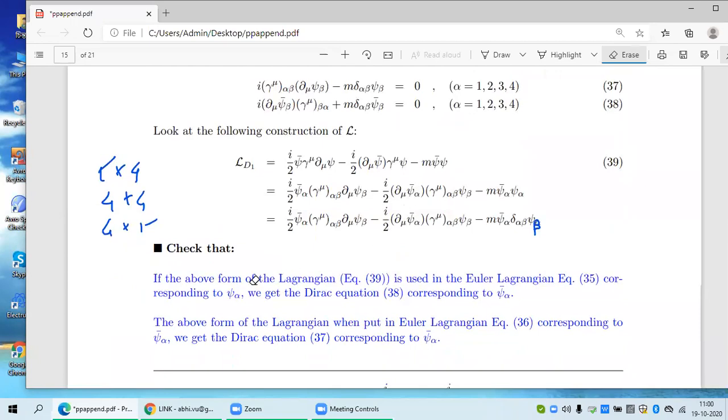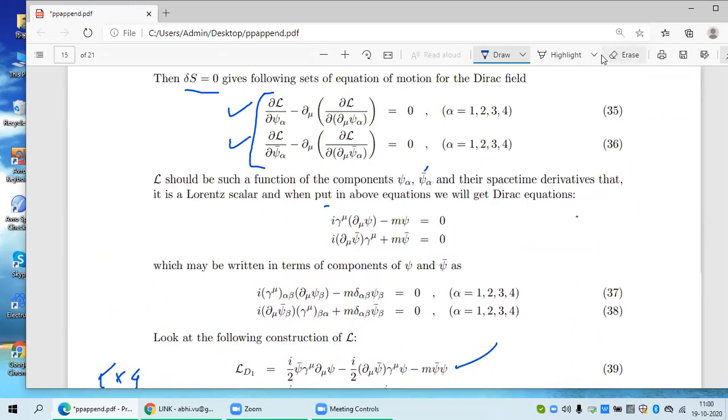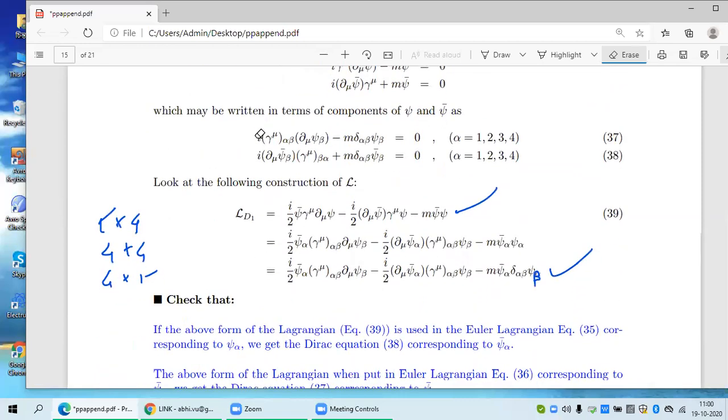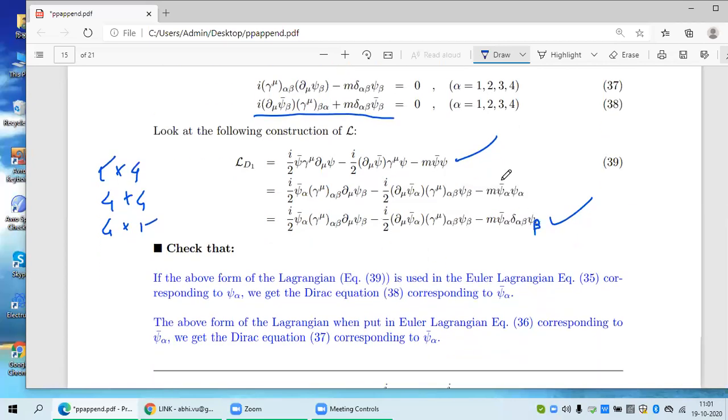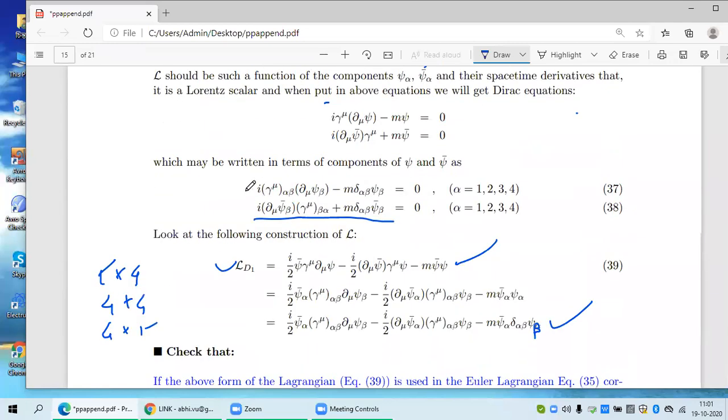so you check that the above Lagrangian in equation 39, when used in Euler-Lagrange equation 35, which is this equation, in the first equation for psi alpha, you will get this equation, equation 38 for psi beta, psi bar beta. And when you put this in the other equation, for psi bar, you will get the equation of motion for psi.